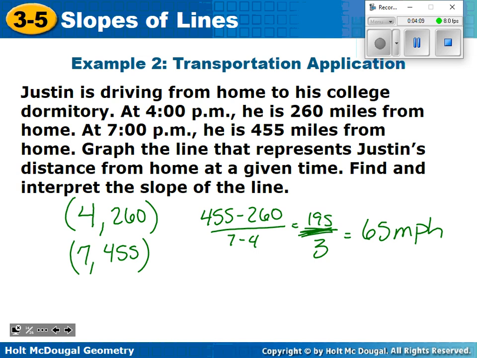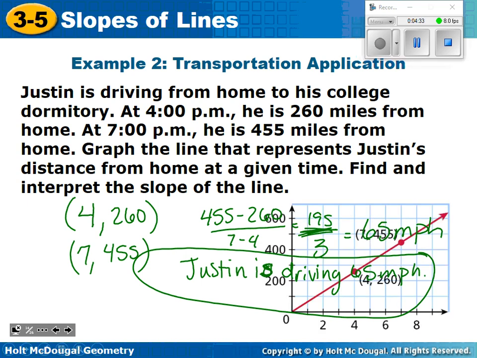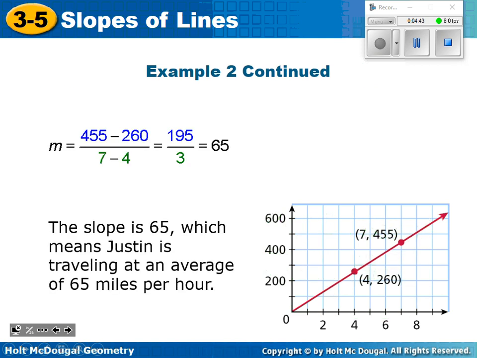So Justin is driving 65 miles per hour. Okay, so just explain in context of the problem. If it says interpret, it means what does that mean? What is 65 telling you about this problem? Okay, miles per hour, rate of change, that is slope. And it does tell you, right? I mean, pretty much. But you just need to give me a good sentence if it says that. If it just says find slope, you can just give me the number.